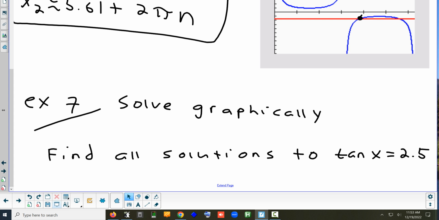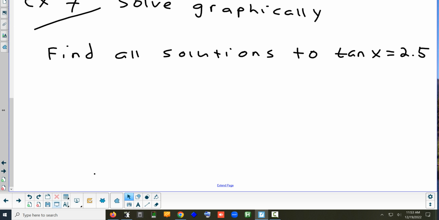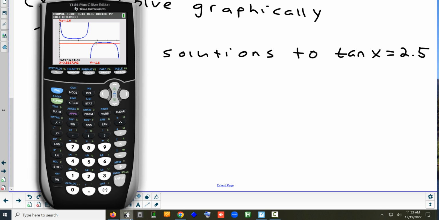Okay. Let's finish up with tangent. Now think about what tangent looks like. That one looks like this. If you put a horizontal line through that, how many times is it going to hit? Just once. So we're going to put in tangent. I'm going to put in 2.5. Is there anywhere that I could put a number where it would not hit tangent? No, because the range of tangent is all real numbers, yeah. So no matter where you put the number, it's going to hit it somewhere.